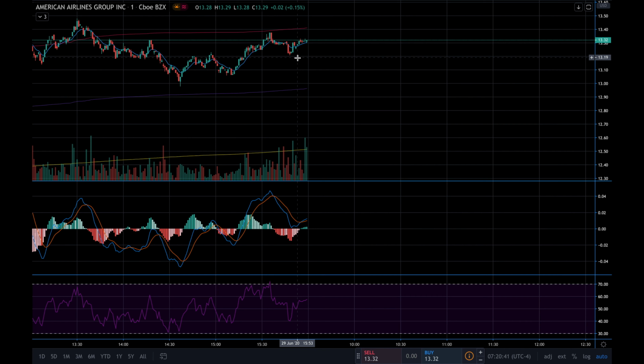So just a little brief explanation of what these indicators are and how you can use them to your own advantage.